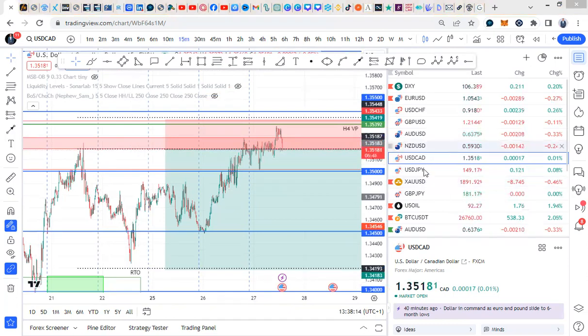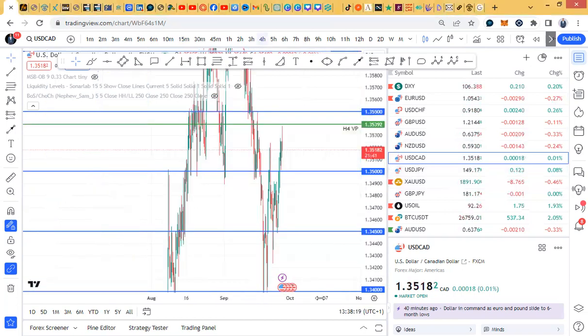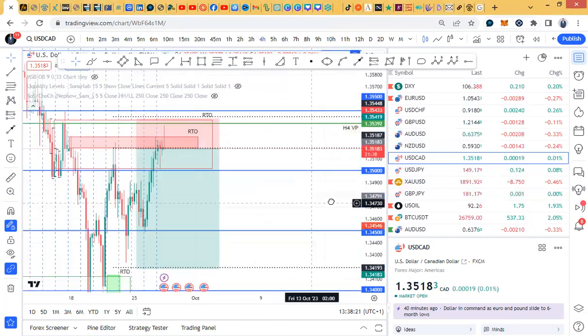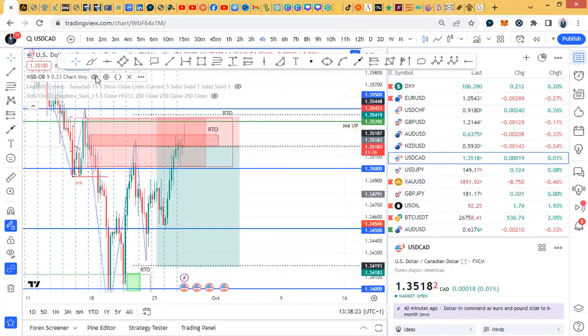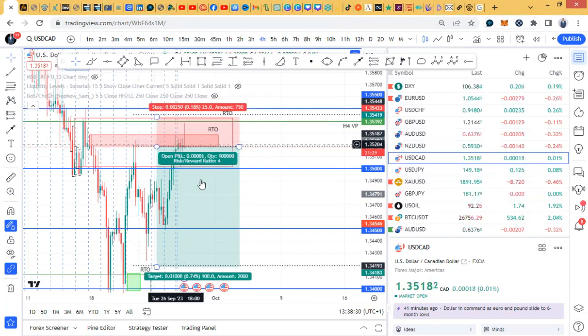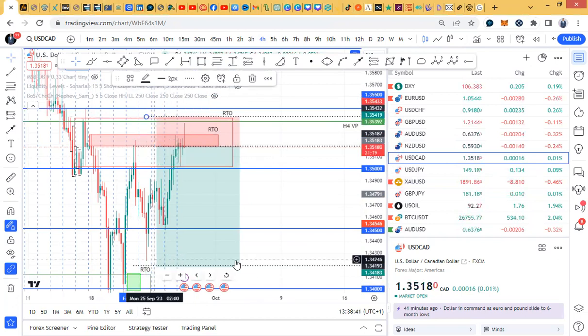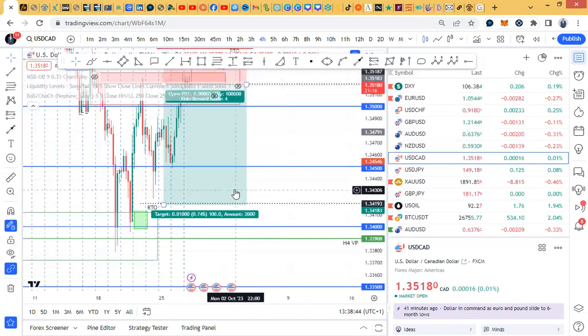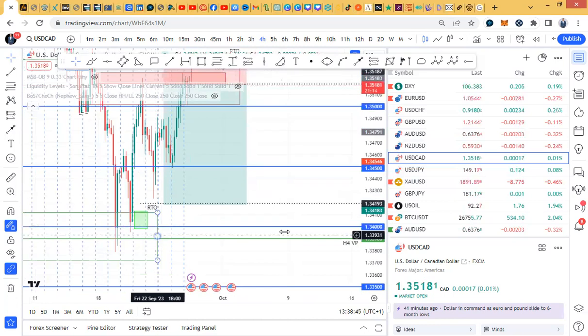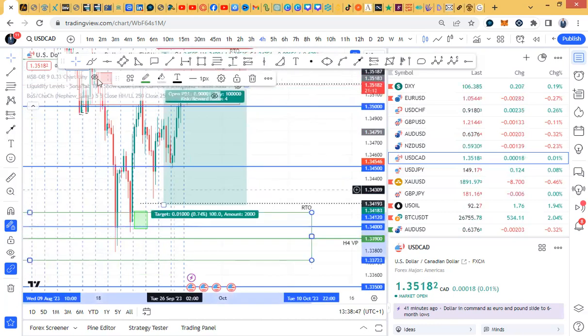I'll send in USD CAD because it got to a level where sellers are meant to be in the market. Over here, this is where sellers are coming to the market. So I'll be sending you guys this signal for a USD CAD sell. Okay, 25 pips stop loss, and then about 100 pips take profit because this is where buyers are in the market.